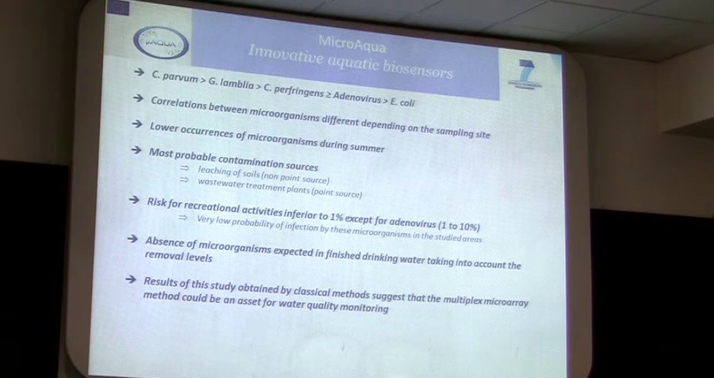Taking into account the theoretical calculation, an absence of microorganisms is expected in finished drinking water with the removal levels, theoretically. The result of this study, obtained by classical methods, suggests that the multiplex microarray method could be an asset for water quality monitoring.